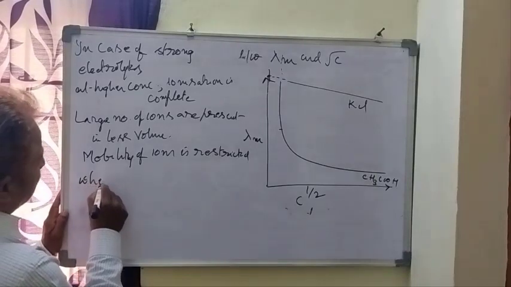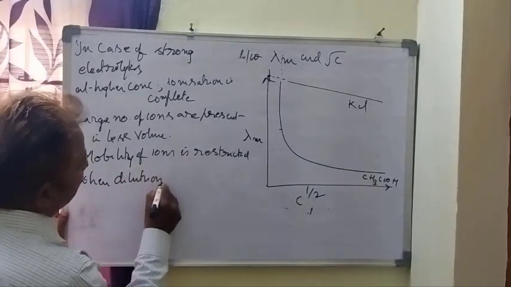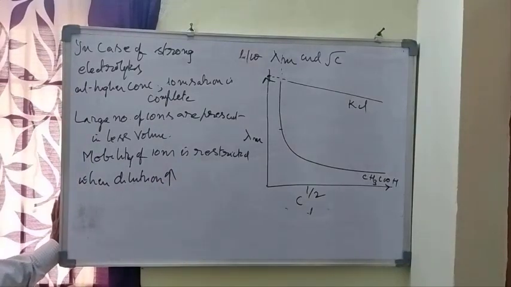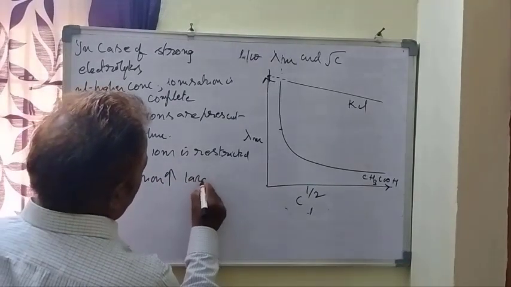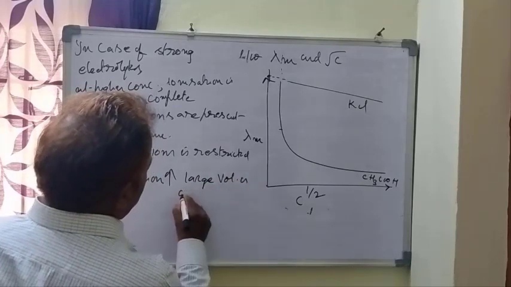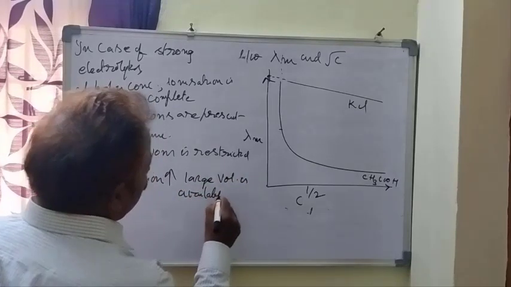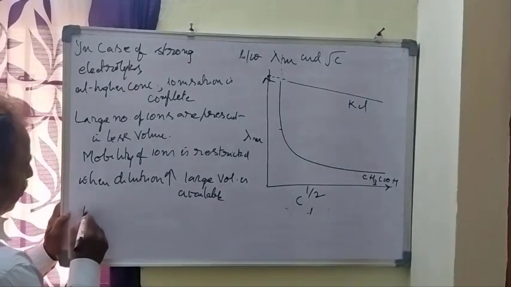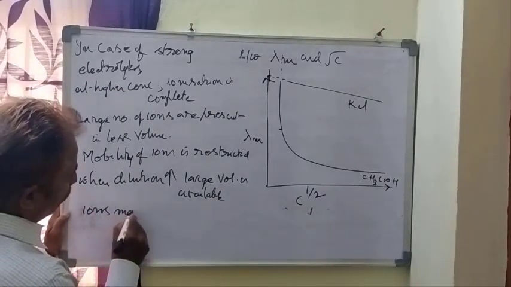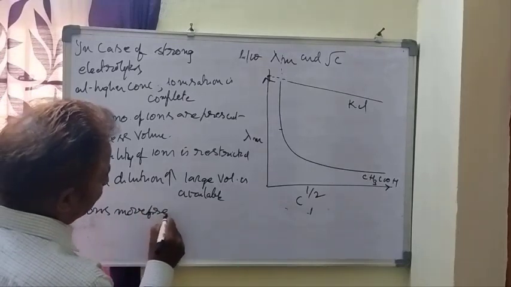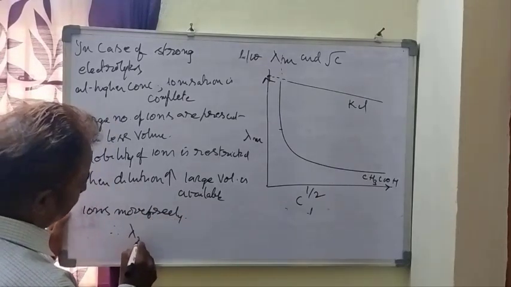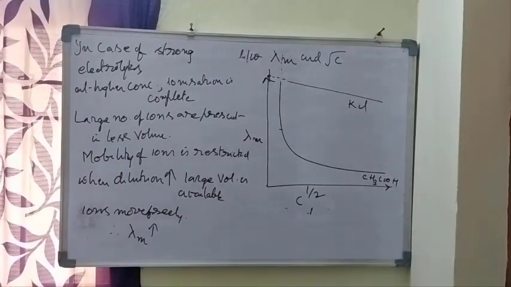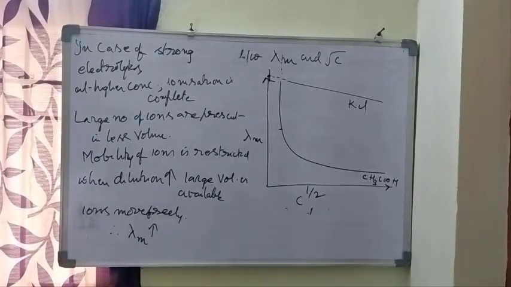Therefore, when dilution increases, large volume is available. As large volume is available, ions move freely. Therefore, lambda m increases. So as dilution increases, meaning concentration decreases, lambda m increases because the ions move freely. Therefore, conductivity, that is molar conductivity, increases. This is in the case of strong electrolytes.